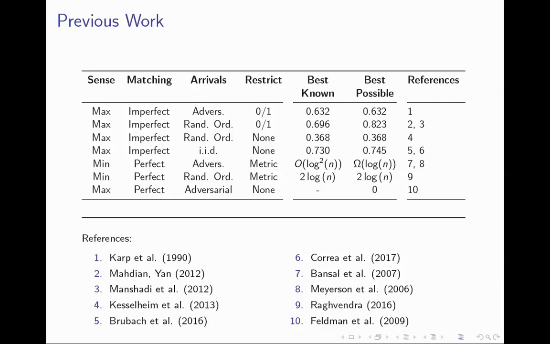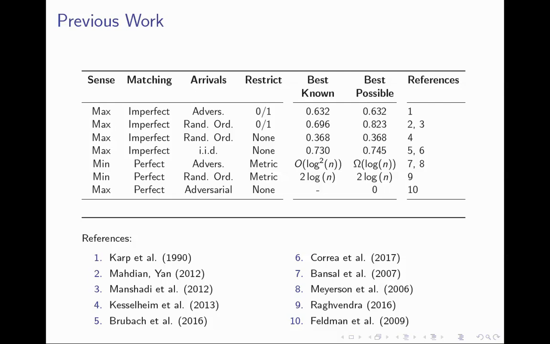On the other hand, people have studied the minimization version of this problem. In the minimization version, it only makes sense to consider perfect matching, because if you consider imperfect, then you can just ignore all the jobs, and you get a utility of 0, which is the minimum utility. So it makes sense, given that there's work on the maximization, work on the minimization, to consider what happens if you change the maximization setting to a perfect matching.